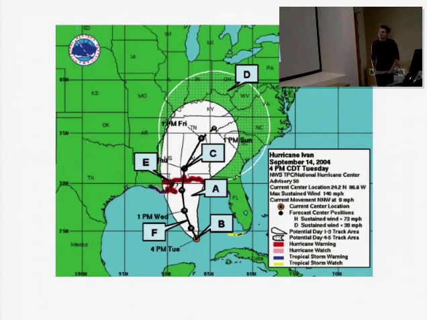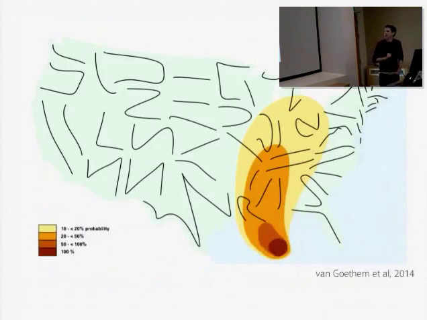So there's been lots of reporting on problems associated with these cones of uncertainty, because people have to make decisions about whether or not to evacuate their homes based on these types of graphics. And so one solution might be this.